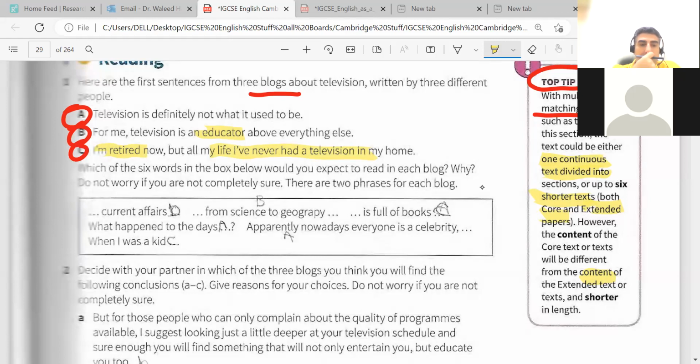So what should you do? Here, Khalid, match 6 words in the box below. Would you expect to read them in each blog? Why? Don't worry if you are not completely sure. For example, current affairs. What does current affairs mean? Special event, I think. Yes, current affairs means what is happening now, what's going on around you. So you can follow the current affairs using TV or television. Which speaker, Khalid? Current affairs, is it speaker A, speaker B, or speaker C?